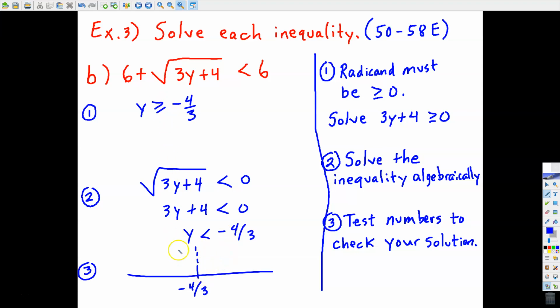Okay, well, actually, I don't have to test over here because this tells me that y has to be this, or else I'm not going to have a real number. So there's no need to test anything on this side. So I'm going to test the numbers that are greater, like 0. Okay, it's easy math. So 3 times 0 is 0, plus 4 is 4, the square root of 4 is 2. 6 plus 2 is not less than 6. Okay, so in this case, I can't choose these, and these don't work. So this is going to be one of those no real solutions.